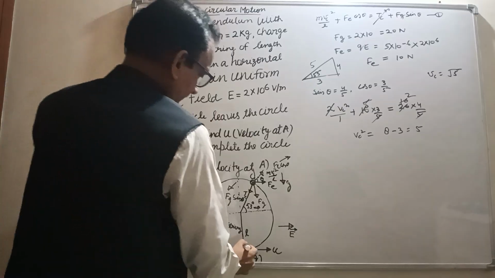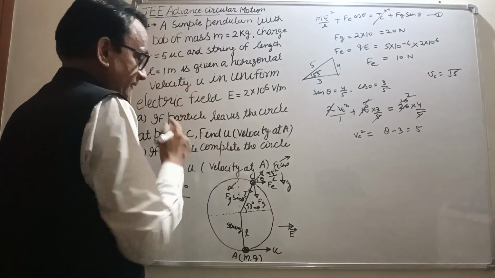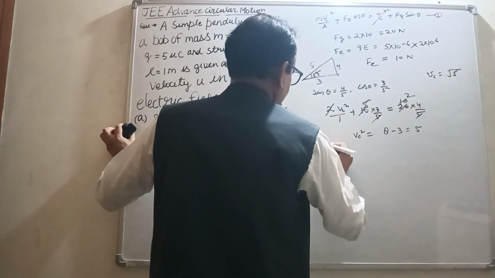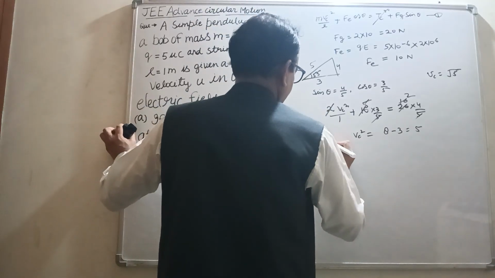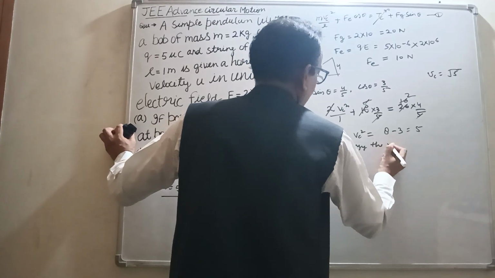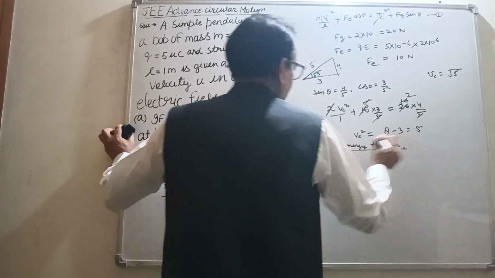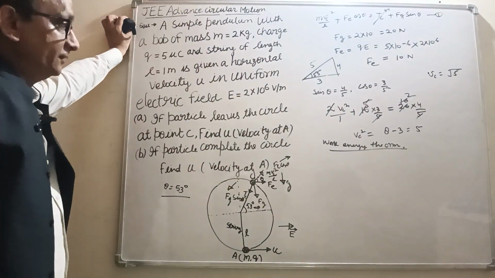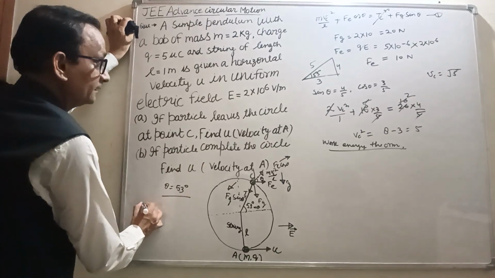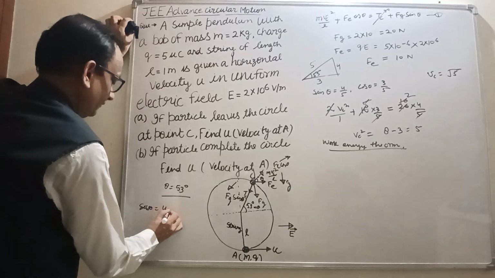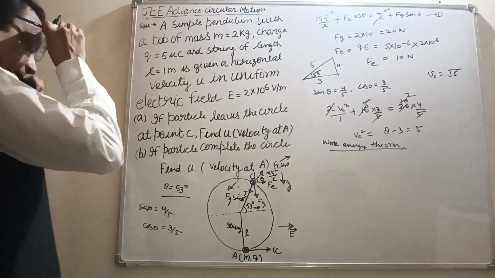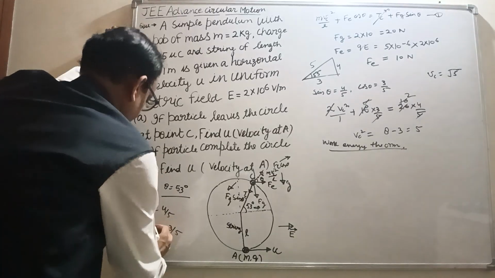So we apply here conservation of energy from this point to this point. Here the electrostatic force is also acting, so we use here the work energy theorem. Applying the work energy theorem, we write that sin theta is 4 by 5 and cos theta is 3 by 5.